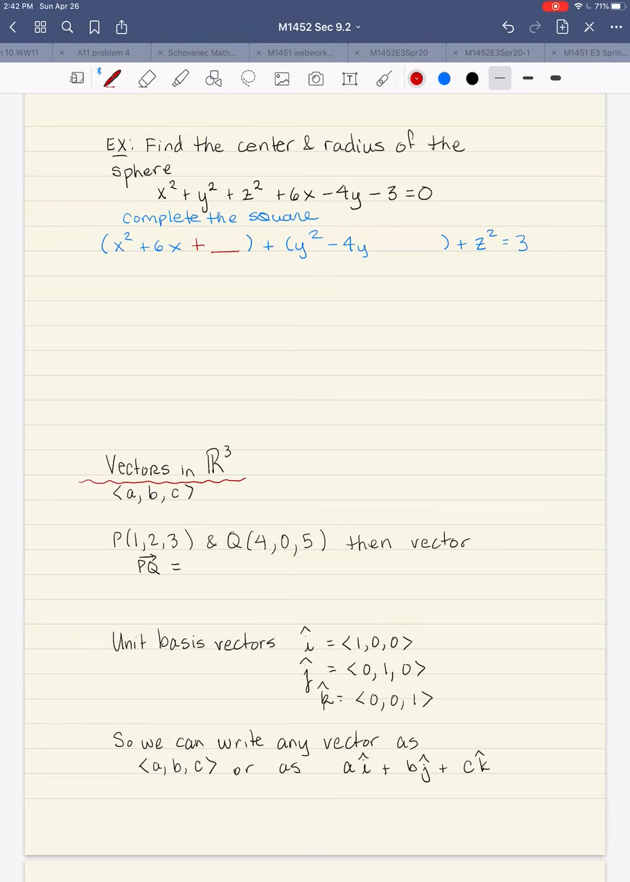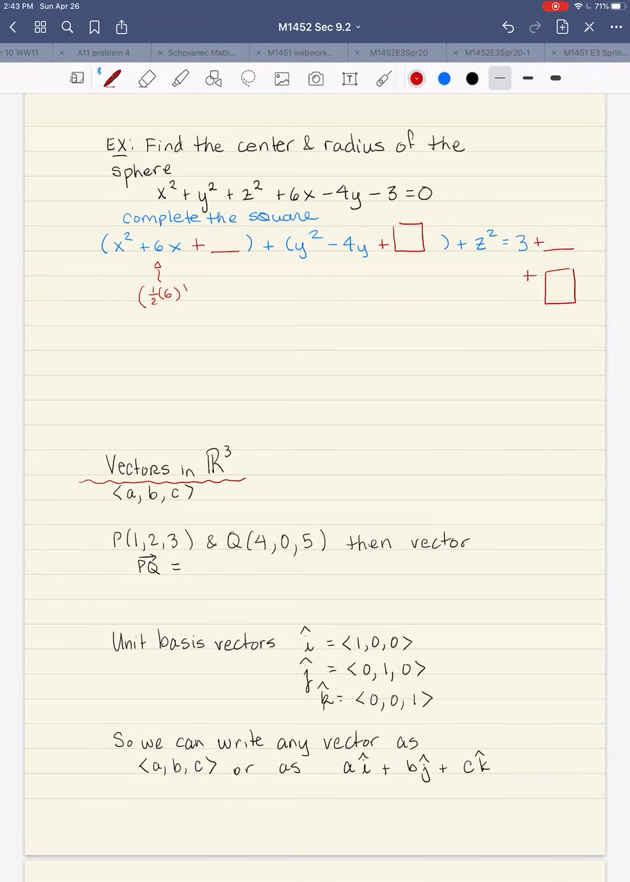We're going to look for a number that we add inside here so that x squared plus 6x plus that number factors as a perfect square. But if I'm adding that number here, I have to add it over here as well. We're going to add another number in here. If I add a number there, I've got to add it over here as well.